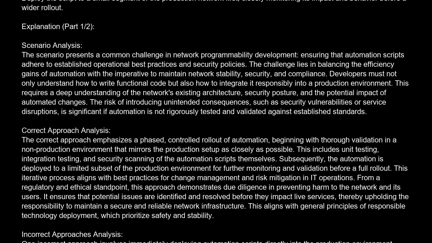The correct answer is C. Deploy the script to a small segment of the production network first, closely monitoring its impact and behavior before a wider rollout. Explanation. Scenario analysis.